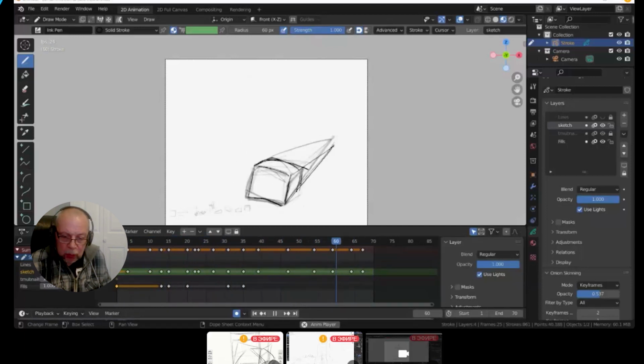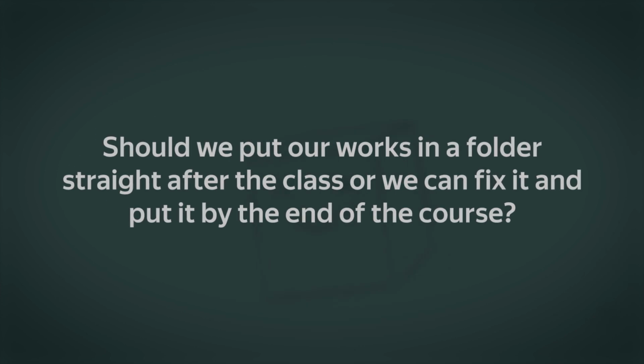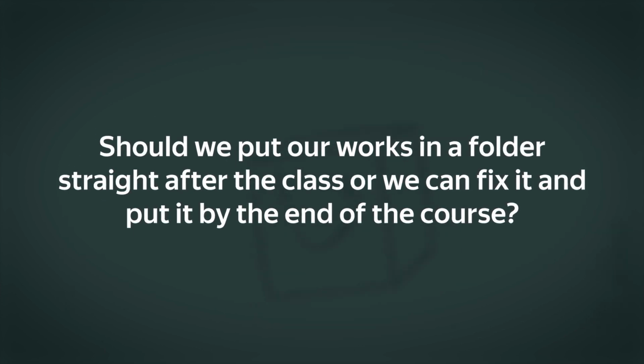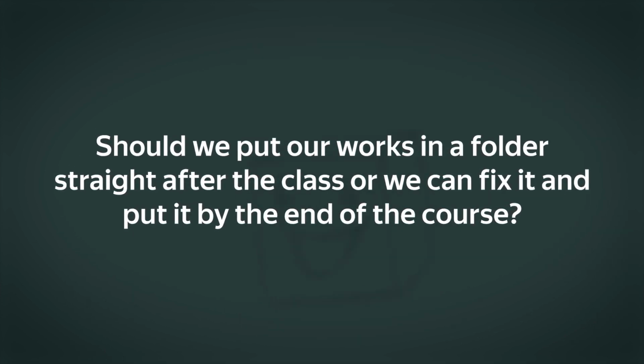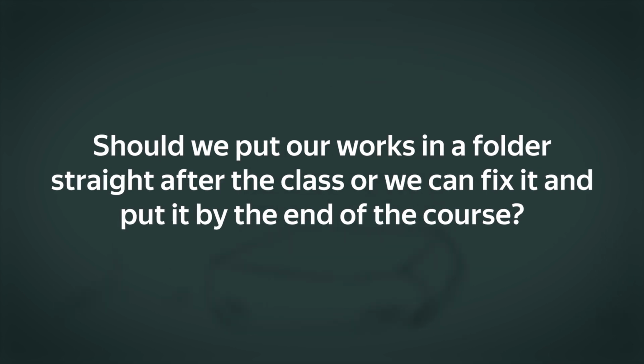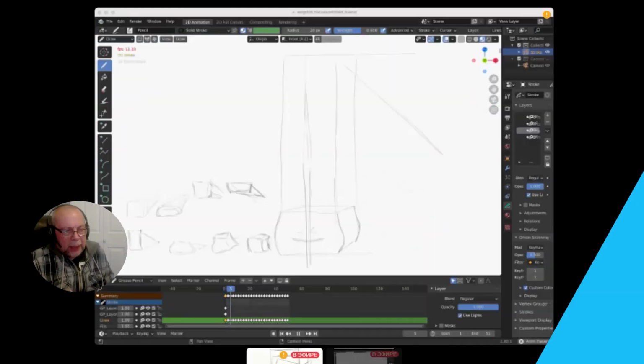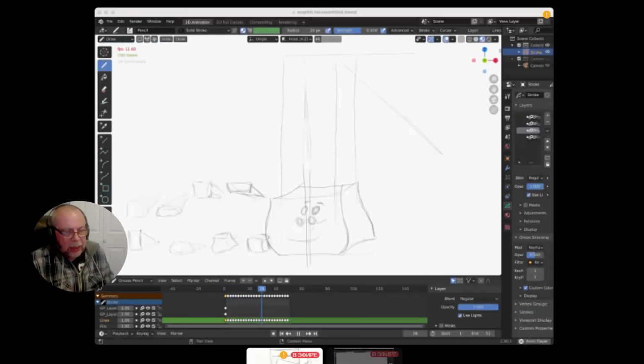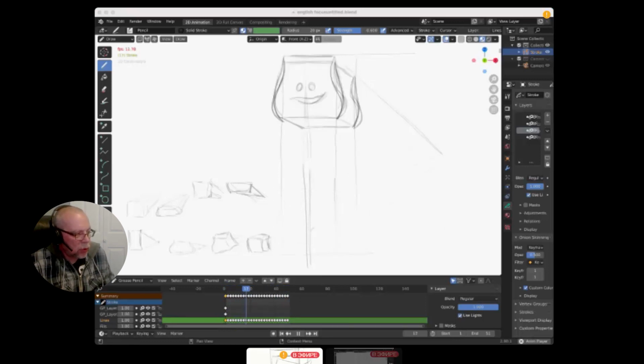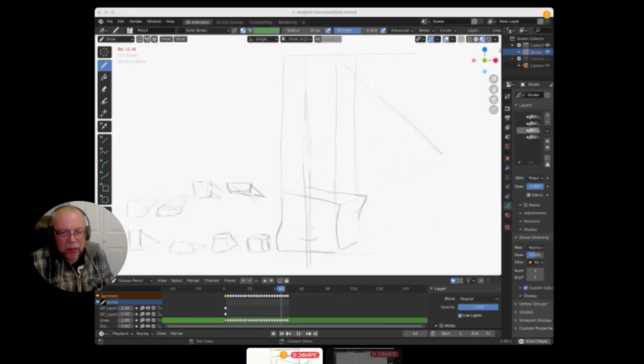That's what I believe we will do. Should we put our works in the folder straight after the class, or can we fix it, work on it, and then send it by the end of the course? Sure. Yes, because at the very end of the course, we will talk personally to each other about your achievements, right? That's a good idea, put everything in one big folder and collect it. Most definitely.